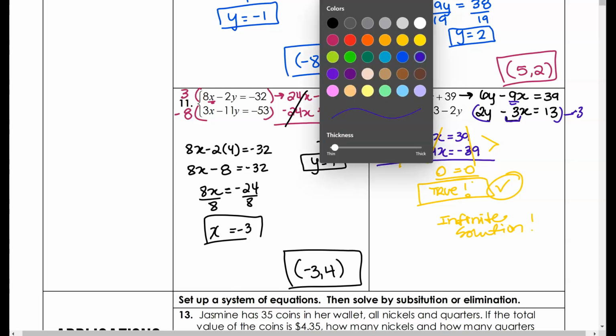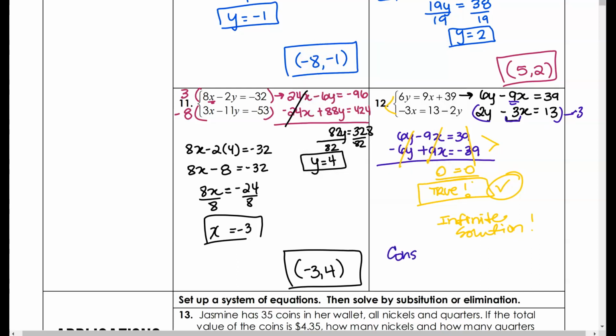Let me change colors here. This is going to be a consistent dependent solution. Okay.